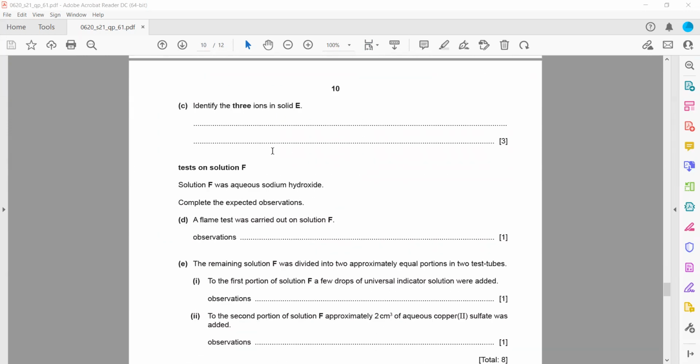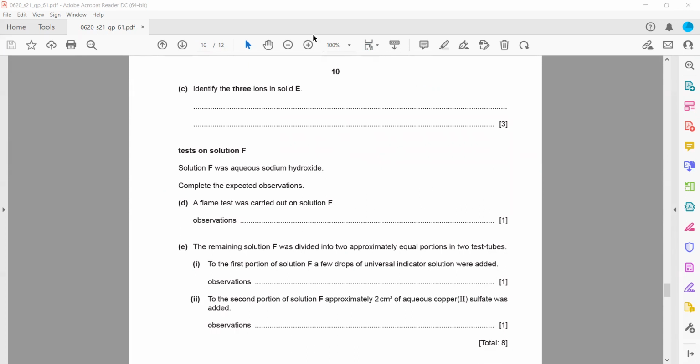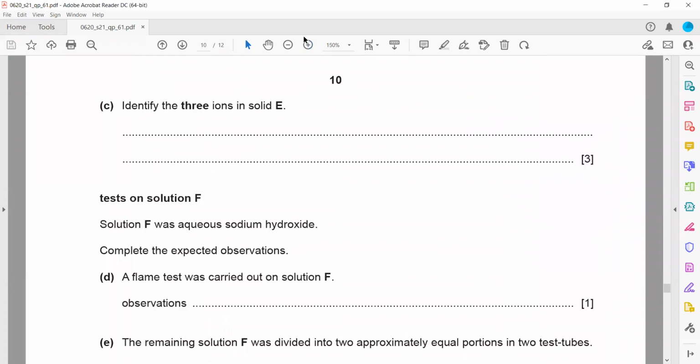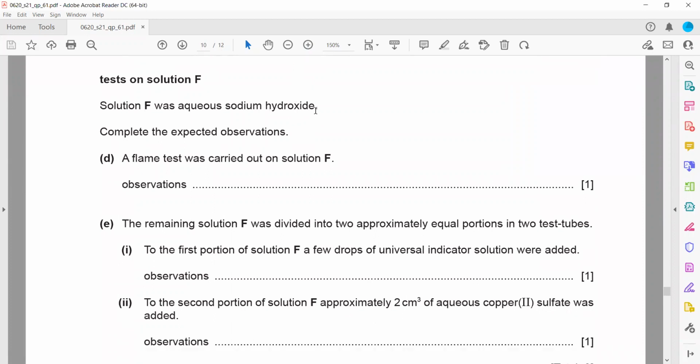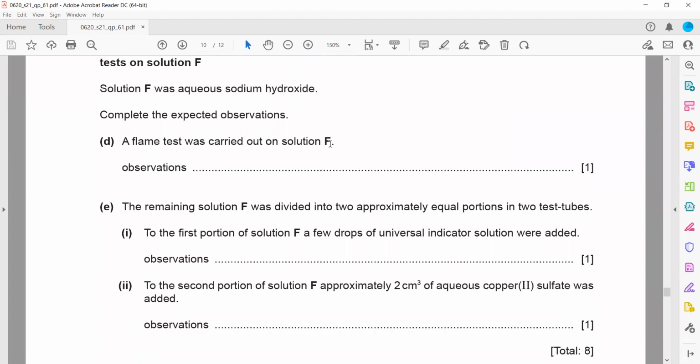Then the second substance, the solution F. So solution F is actually sodium hydroxide. So they give you an identification that it is sodium hydroxide, it is a base or alkali. A flame test is carried out on solution F. So if we have a compound which contains sodium, what is the color of the flame? It will be yellow in color. If it contains potassium, it will be lilac. Lithium, it will be red.